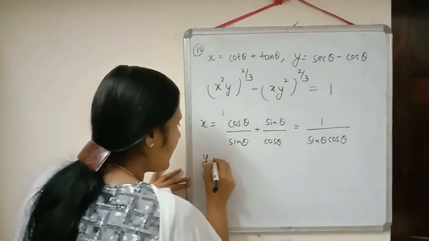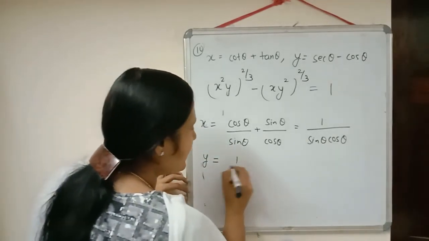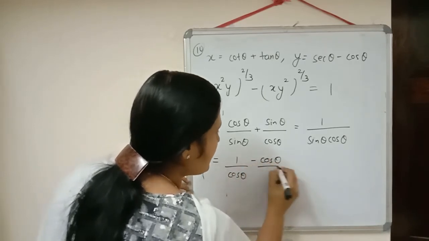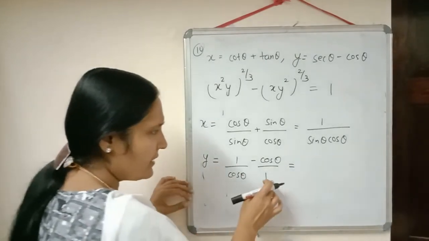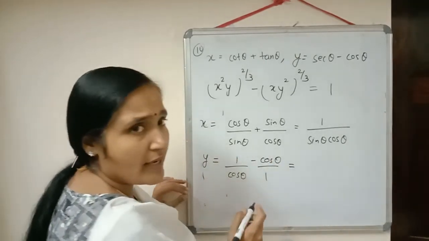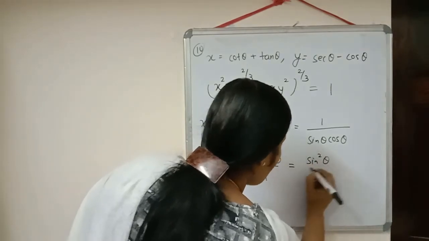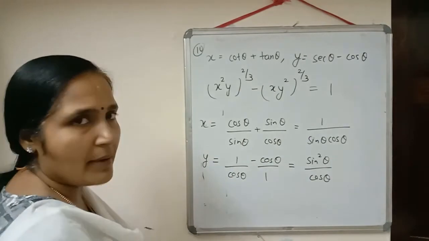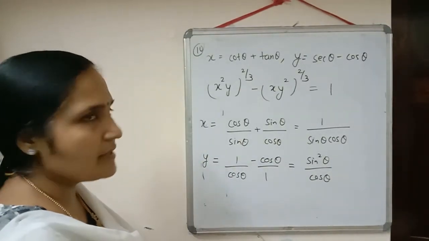Similarly, we will simplify y also. y is equal to sec theta, which can be written as 1 by cos theta, minus cos theta by 1. Do the cross multiplication, then we will get 1 minus cos square theta, and 1 minus cos square theta is sin square theta. So we are getting here sin square theta by cos theta. Now we will substitute the values there.